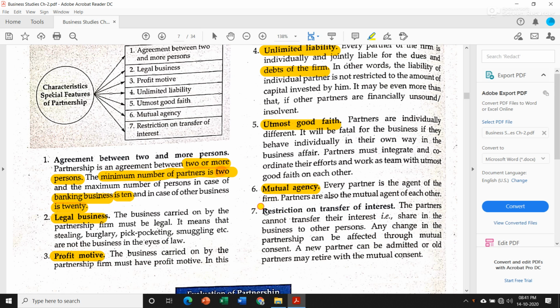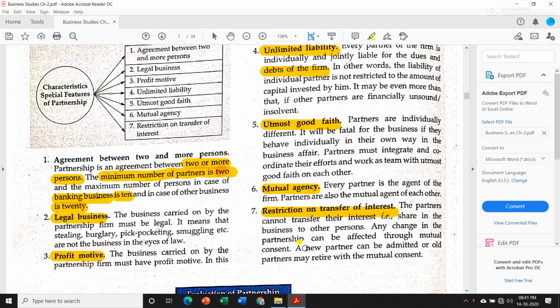Then restriction on transfer of interest, means the partners cannot transfer their interest that is shared in the business to other persons. Suppose you are a partner in a partnership firm, you cannot all of a sudden give your place in the partnership firm to one of your known persons. It should be of mutual consent, means all the partners should agree that you are transferring your position or giving your position to somebody else.